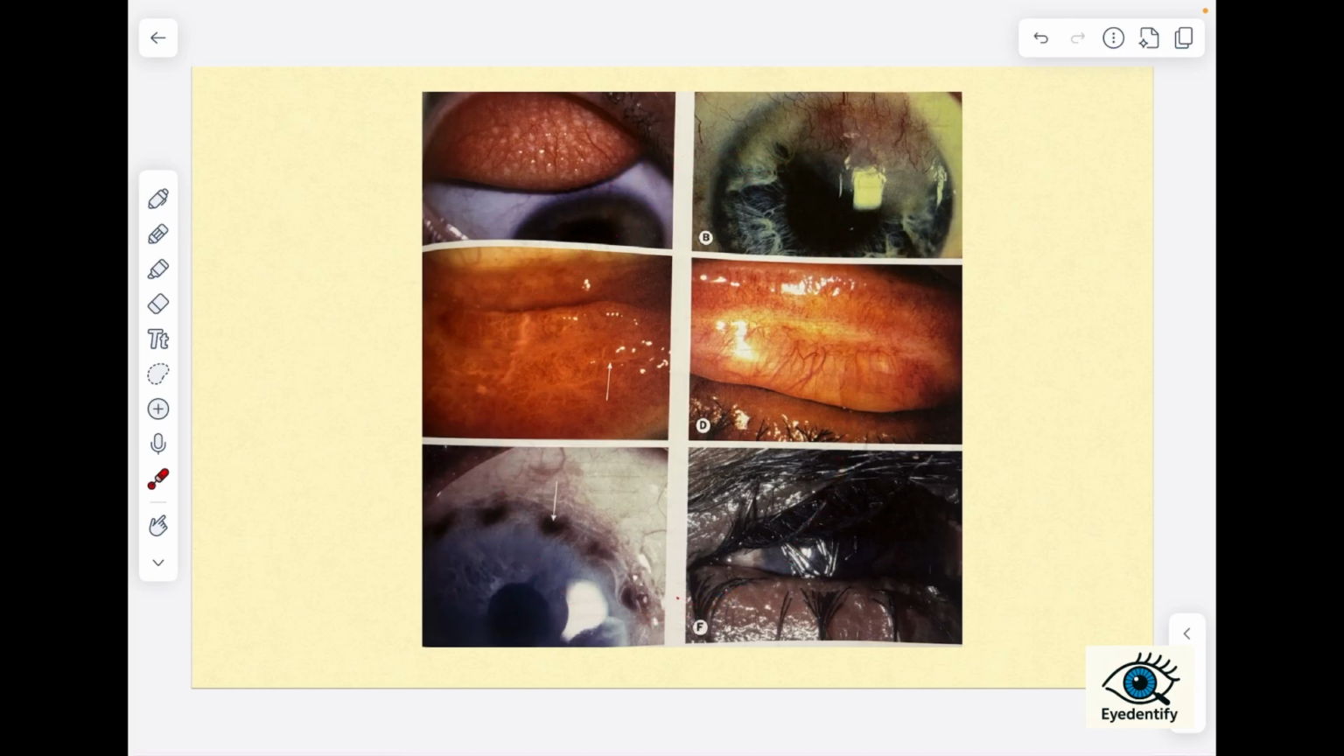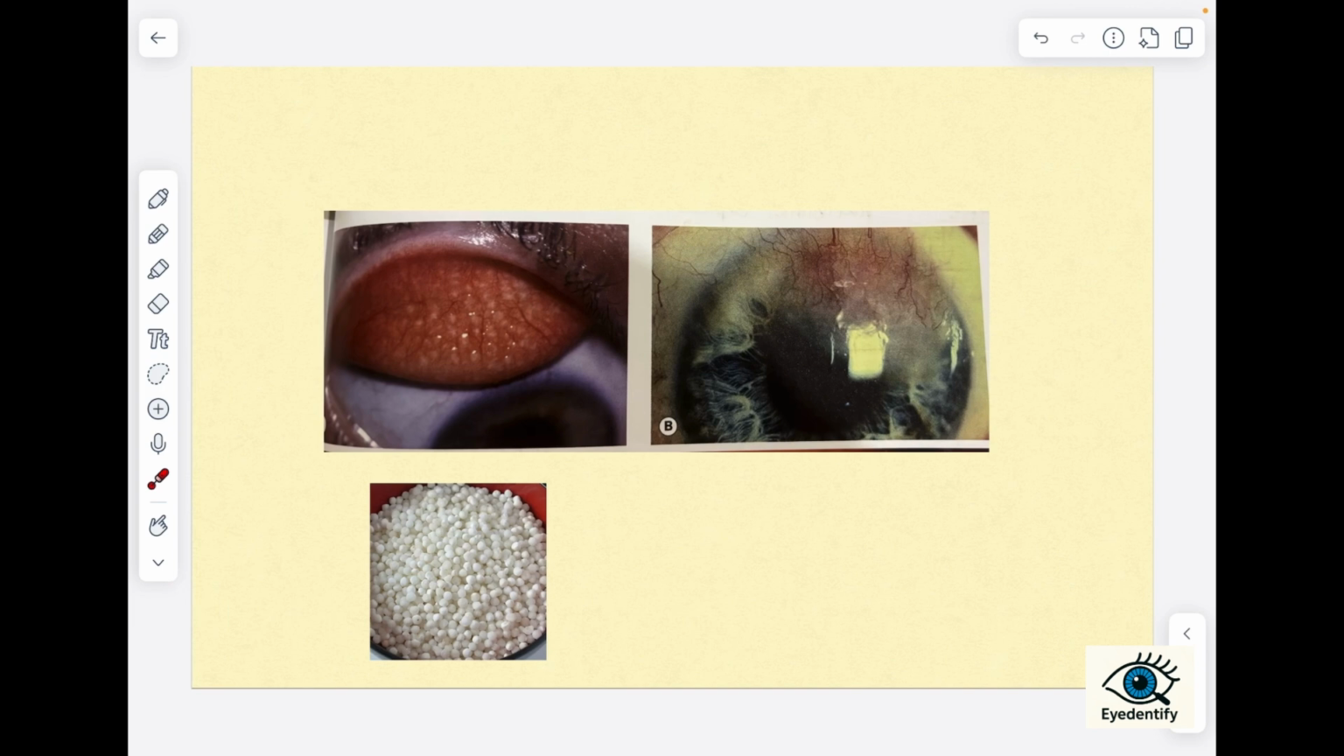So we'll see each image one by one. This is the first image. What it shows: upper tarsal conjunctiva, whitish deposit, as you can see, whitish inflammatory response of the conjunctiva. That is nothing but follicles. Intense follicles, and these follicles look like sago grains. So it is also called the sago grain appearance of follicles.